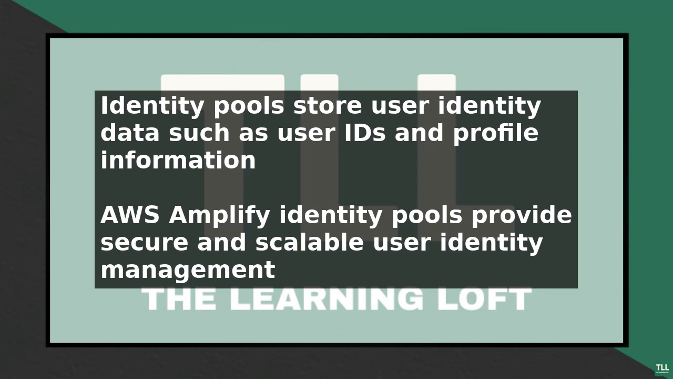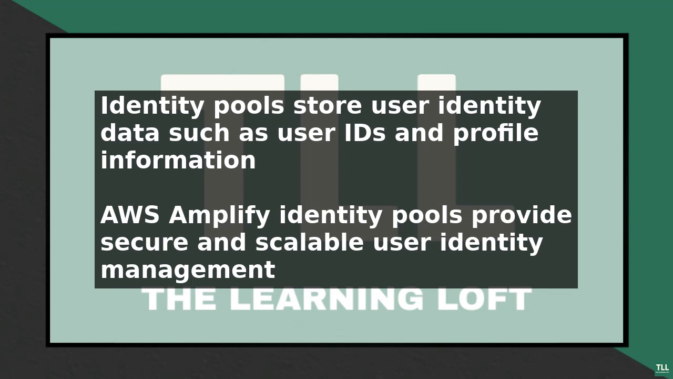Step 2. Creating an identity pool. To create an identity pool, you need to navigate to the AWS Amplify dashboard and click on the Authentication tab. From there, you can create a new identity pool by providing a name and configuring the authentication settings. You can choose to use Amazon Cognito, Facebook, Google, or other identity providers to authenticate users.